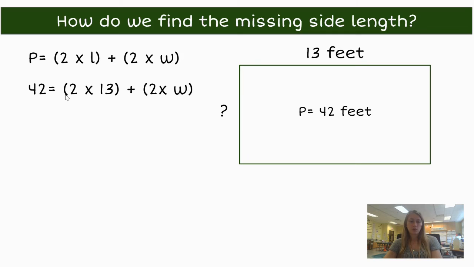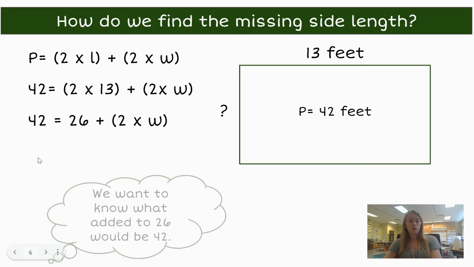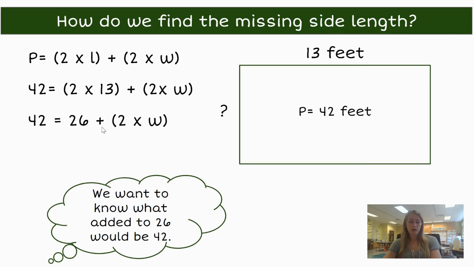So let's find out the other numbers we can plug in. 13 is my length. This L here means length. So I put my number 13 in its place. So now I know 42 equals 2 times 13, which just tells me I have this 13 up here, and I have my second 13 down here. So 2 13s plus two widths. So two unknown side lengths, my widths. 42 equals 26 plus 2 times W again.